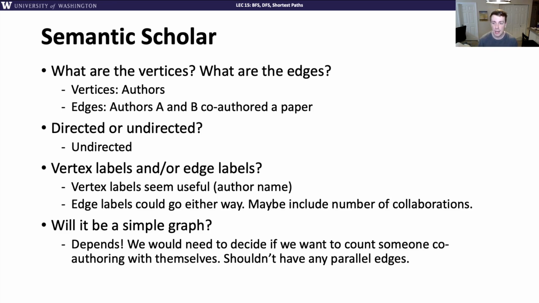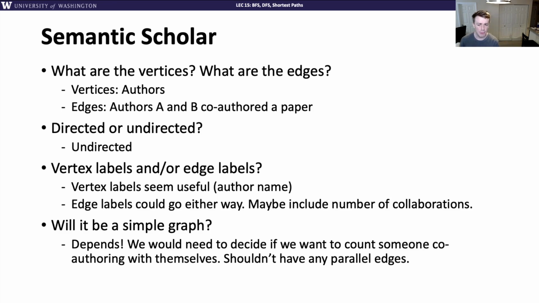What can you represent? For being able to figure out how two authors are related, I would say that's a good argument to make the vertices the authors. Then the edges would be something like author A and author B have co-authored a paper together. Should we have a directed or undirected graph? I think it makes sense to make it undirected because co-authoring isn't an ordered relationship. If I say me and Eileen have co-authored together, it's not clear who should be an origin and who should be a destination.